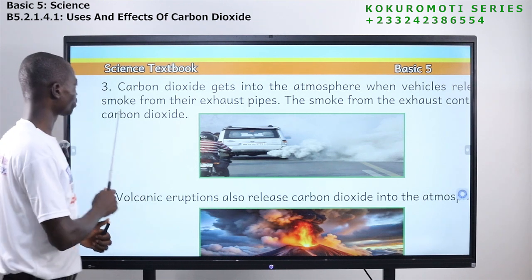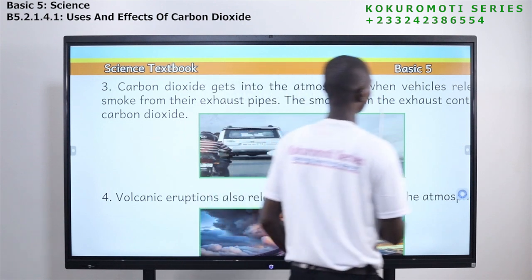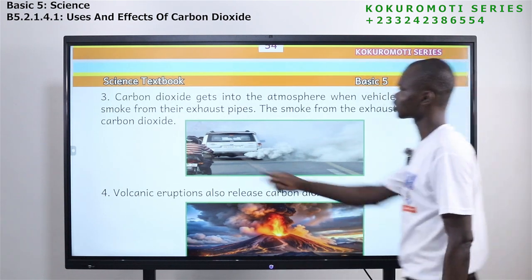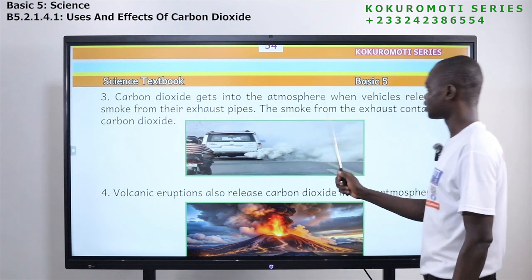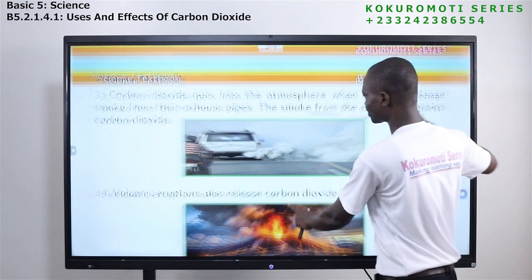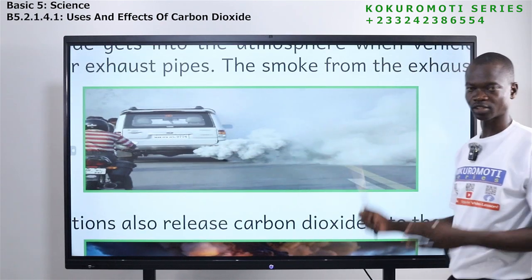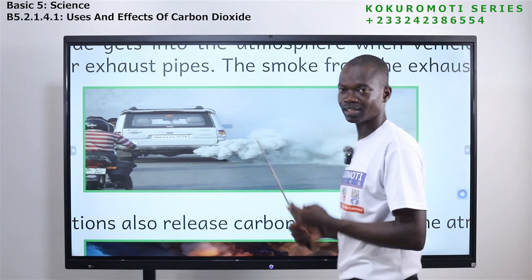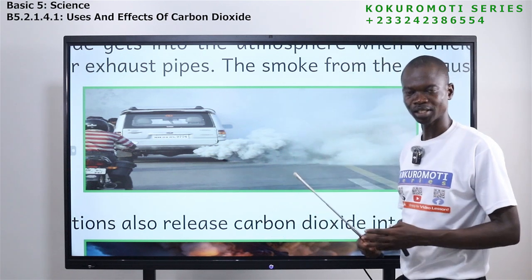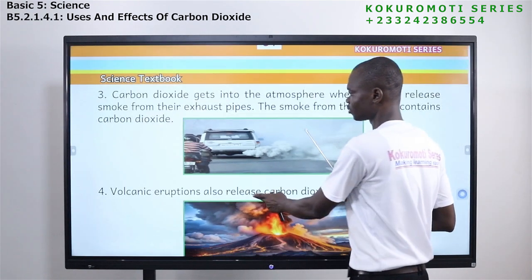Okay, so the third point is that carbon dioxide gets into the atmosphere when vehicles release smoke from their exhaust pipes. The smoke from the exhaust contains carbon dioxide. And the picture is here, so you can see this vehicle and then smoke coming out of the exhaust pipe. This smoke contains carbon dioxide, and this is one of the ways in which carbon dioxide gets into the atmosphere.